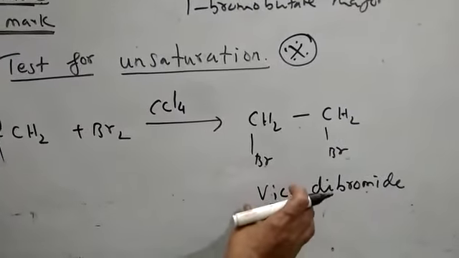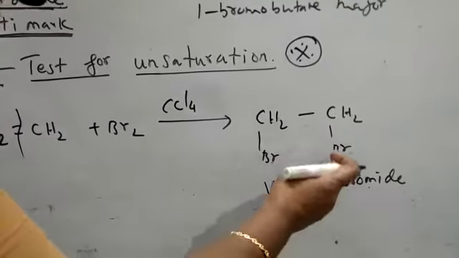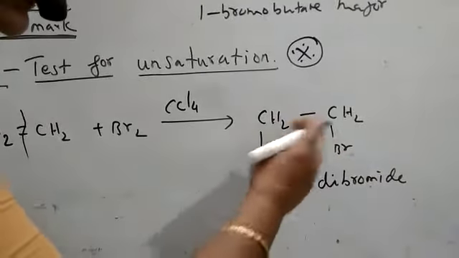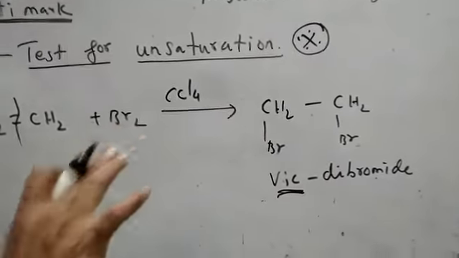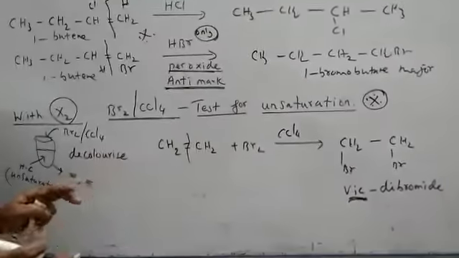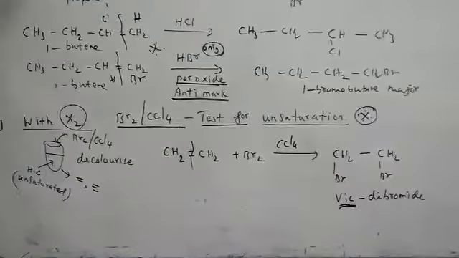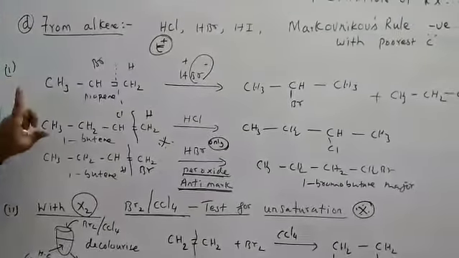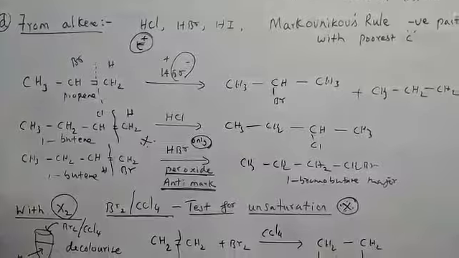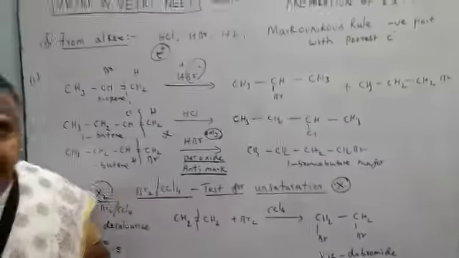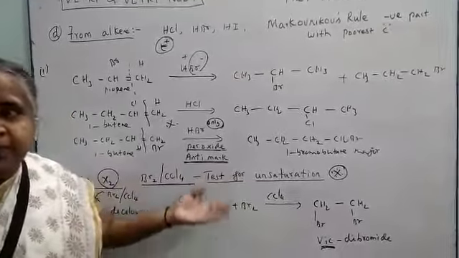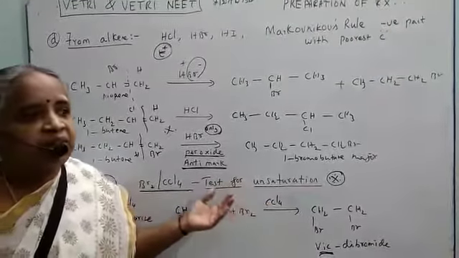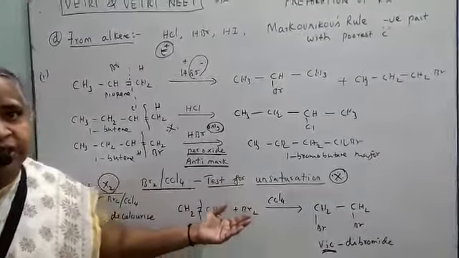What is the meaning of vicinal? Halogen atoms attached to adjacent carbon atoms are called vicinal. With that we have completed one part of the preparation: preparation of alkyl halides from hydrocarbons, A, B, C, D. Next I am going to come with related example questions which are important for NEET and JEE. We will discuss in continuation of the topic.